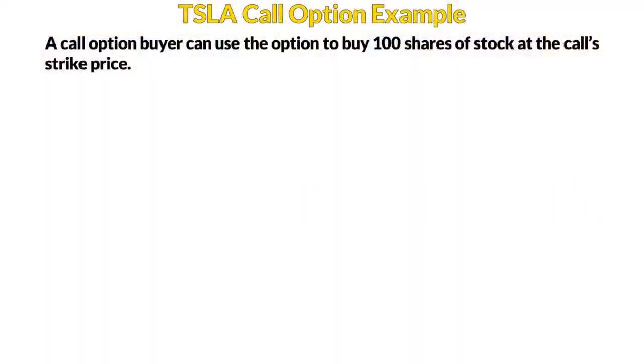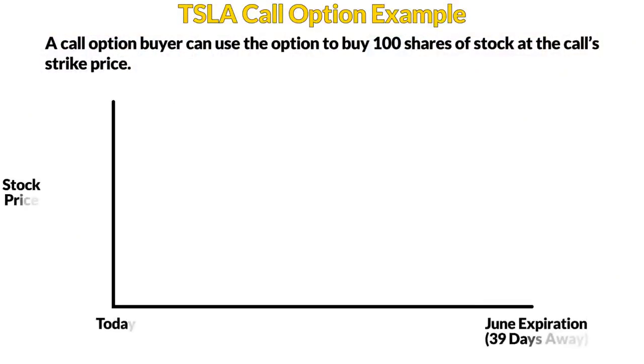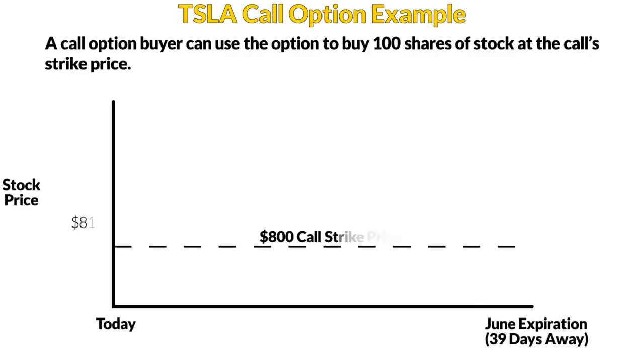Now this is a really expensive option. Now don't worry, because not all options are this expensive, but we'll talk about exactly why this option is so expensive in just a little bit. But why would this option be worth over $8,000? That seems a little bit crazy. Remember, a call option buyer can use the call option to purchase 100 shares of stock at the call option strike price between now and the expiration date. And in this case, the expiration is 39 days away.